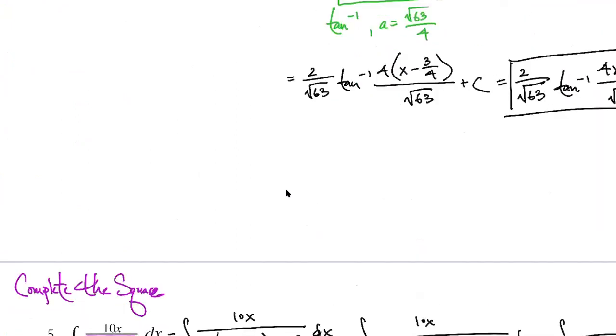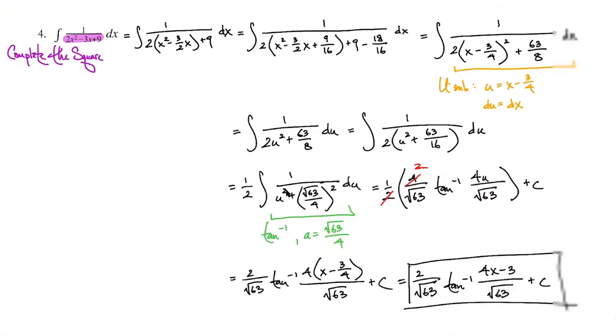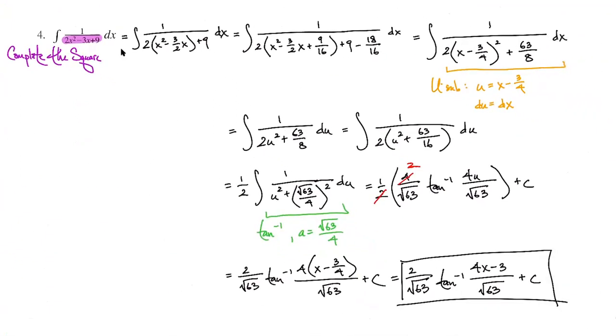All right, so for number 4, exactly. So we see here that we have a 2x squared. And so it's going to be in our interest to factor that 2 out of the first 2 terms, okay?